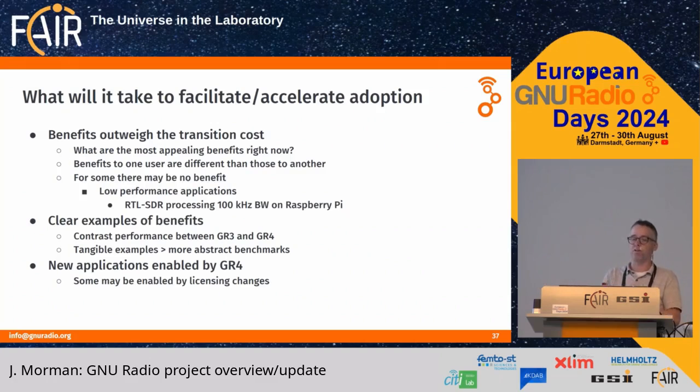But I think the biggest thing that will accelerate adoption of GR4 is showing examples of the benefits. That's why I'm excited about Danny's work, which is going to give us the ability to contrast the performance between GR3 and GR4. Tangible examples mean more to people than benchmarks, right? It's much more accessible to say, hey, I'm running a modem and I can get 4 times the throughput. That means a lot more to somebody that might want to fund development towards GNU Radio.